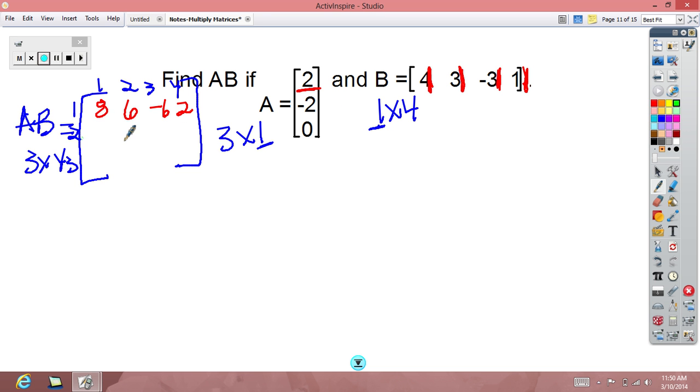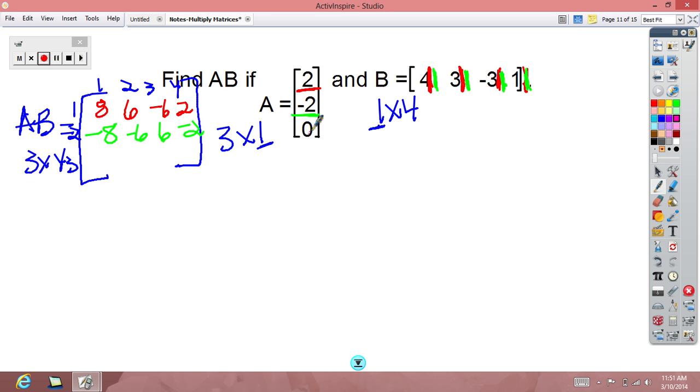Now I'm onto my second row. So -2 times 4 is -8. -2 times 3 is -6. -2 times -3 is 6. -2 times 1 is -2. Okay? And then last, let's do some pink here.